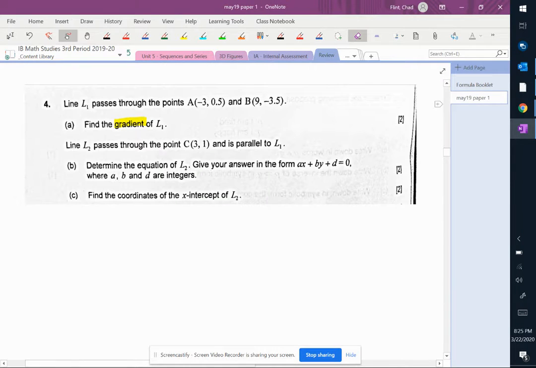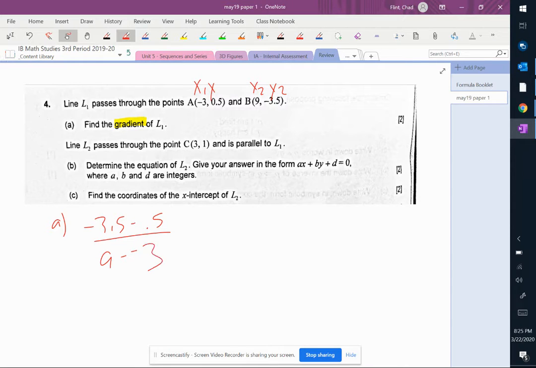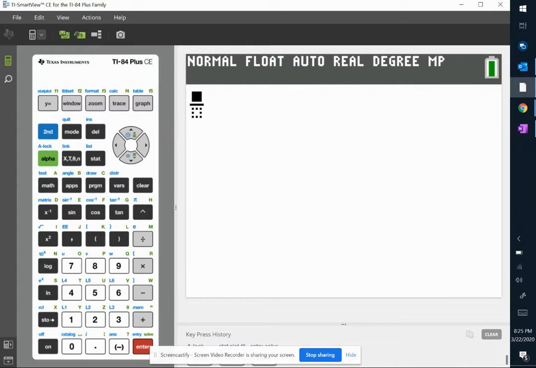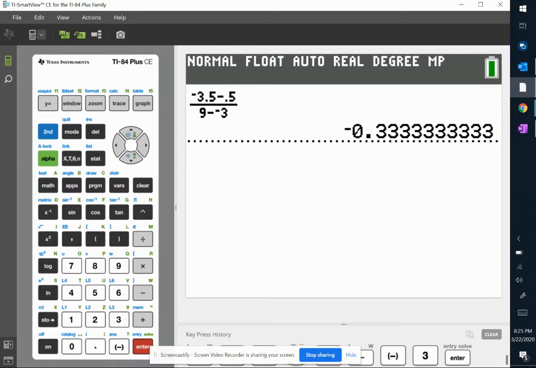So if we go back here to the problem, let's make these x1, y1, and these x2, y2. So let's go for letter A. Negative 3.5 minus 0.5 over 9 minus negative 3. I'll put that right in the calculator. Negative 3.5 minus 0.5 over 9 minus negative 3. It's going to give me that.